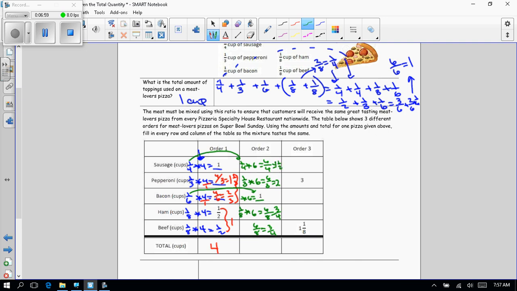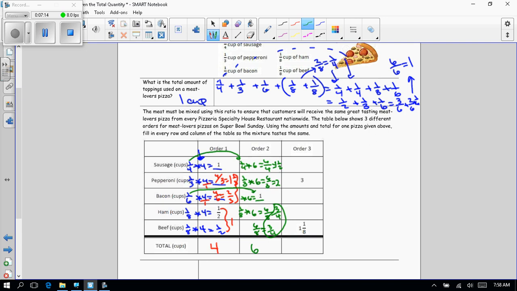So now I just have to add these up. 1 1/2 plus 2 is 3 1/2, plus another 1 is 4 1/2. And then these two here combined is another 1 1/2 together. So I have a grand total of 6.